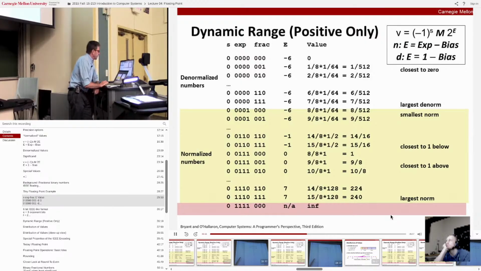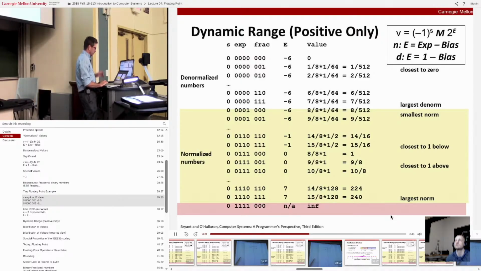And now, remember this is a normalized number because the exp field is non-zero. A frac field of all zeros represents a significand of 1.000. So this smallest normalized number is 1.000, which is 8/8, times 2 to the minus 6, which is 1 over 64, which gives us 8 over 512. So we've made this nice smooth transition from 7 over 512 to 8 over 512.